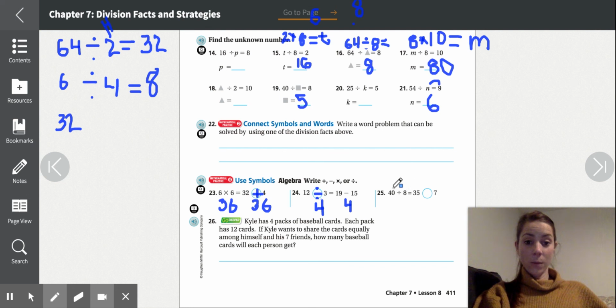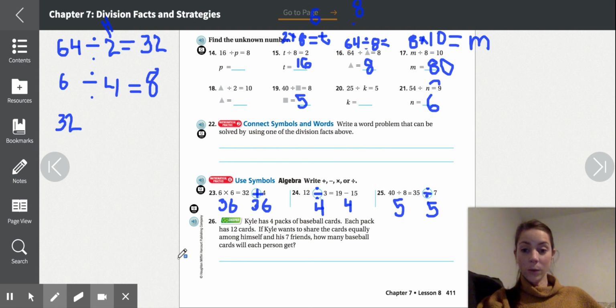Okay, last one. 40 divided by 8. We've done this problem a lot now. Here it is right here. So that side is 5. If that side equals 5, then this side has to also equal 5. What do you have to do to 35 to equal 5? Division. Divided by 7. Oops. So we have division. Good job. Okay, last one on this page.